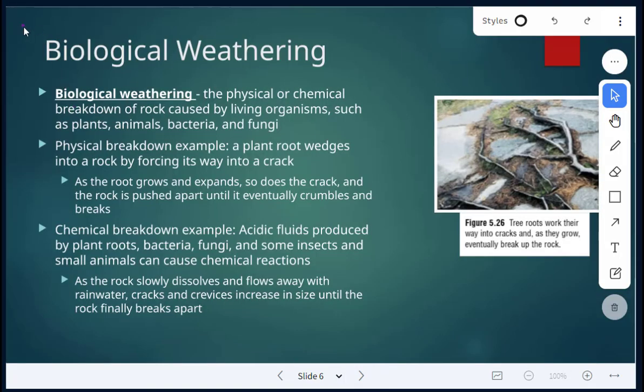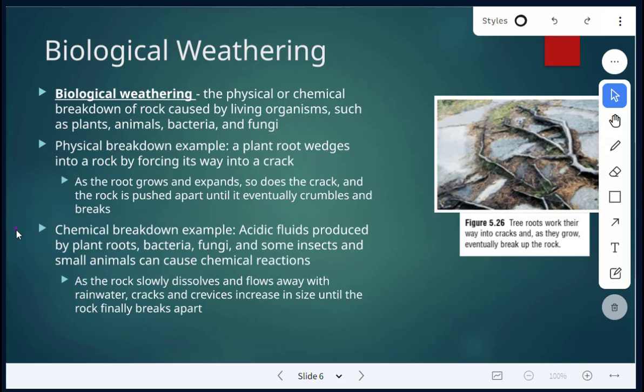Next is biological weathering. This is the physical or chemical breakdown of rock. It's caused by living organisms. Okay, so biological meaning living organisms. So things like plants, animals, bacteria, and fungi. So there's a physical breakdown. That's like a plant root wedging into a rock by forcing its way into a crack. And then as that root grows and expands, so does the crack. The rock will get pushed apart until it will eventually break apart or crumble. So that's a physical example of biological weathering.